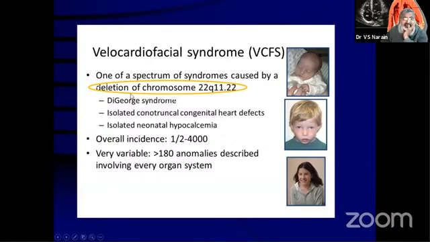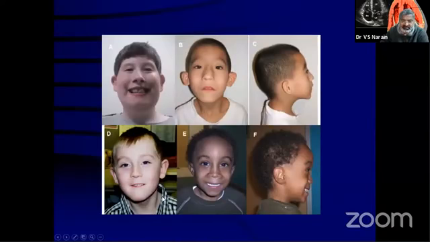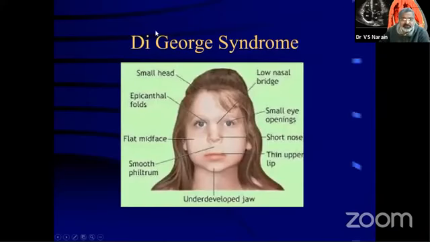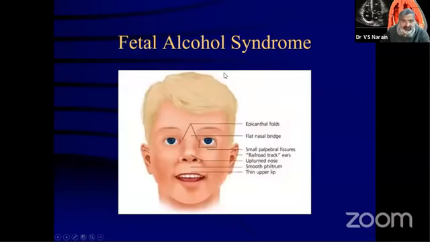You should always know about the velocardiofacial syndromes and why they occur and what are the features of the DiGeorge syndrome. And this is the type of faces that you have. You should all know that. There's no point in going through them one by one, but basically you should know what are the features of the DiGeorge syndrome, because that is associated with tetralogy of Fallot.